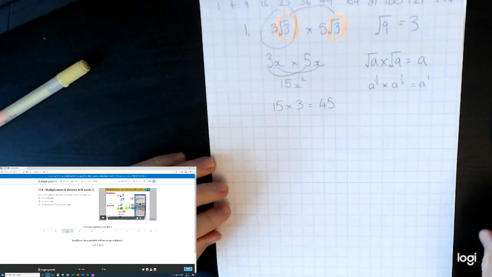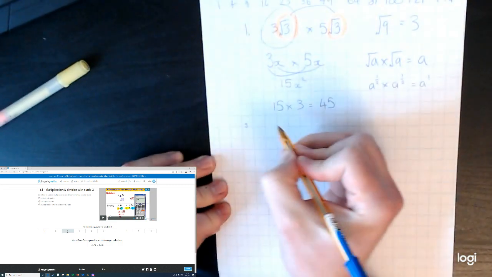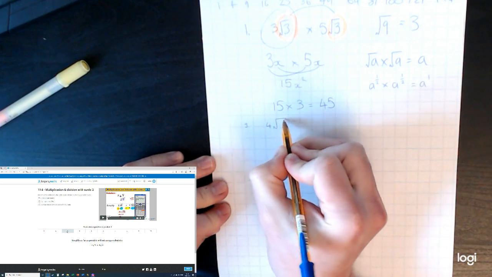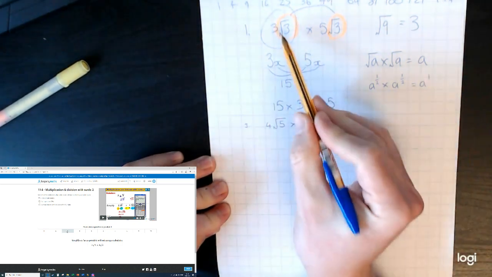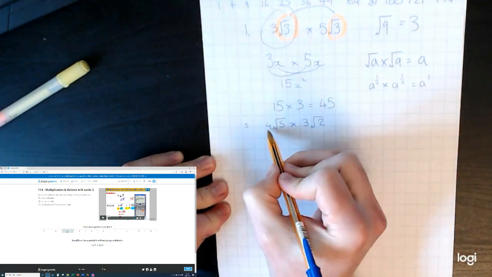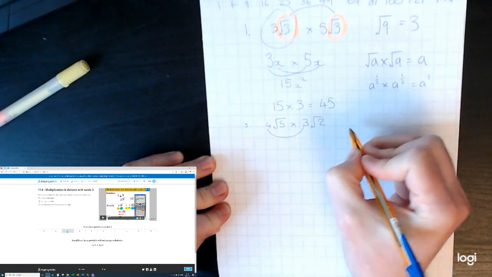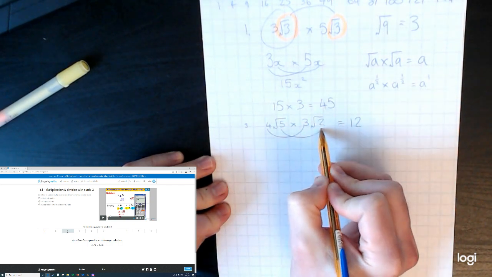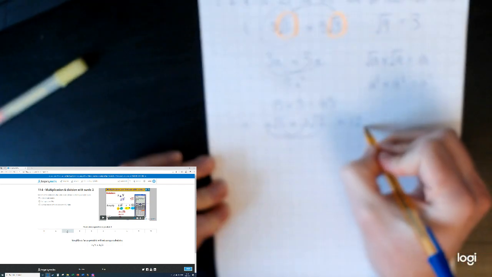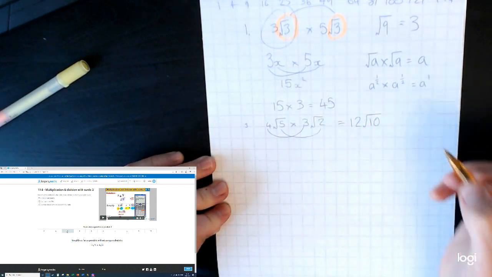Sometimes you're not going to be able to simplify it as far as you'd like. So the next example it's given me is 4 lots of root 5 times 3 lots of root 2. So again, break it up into the two easier questions. Coefficient times coefficient, 4 times 3 is 12. And then do your surd. Root 5 times root 2, as we did last video, is root 10.